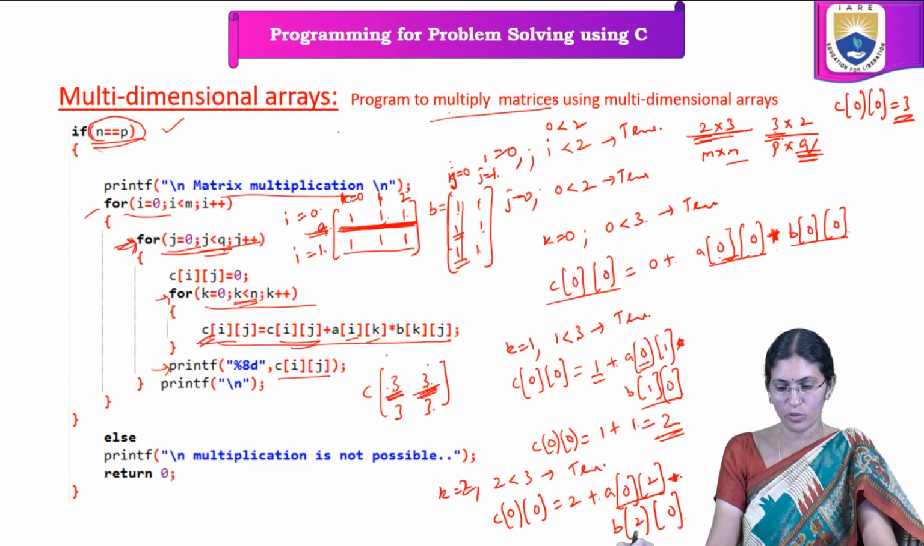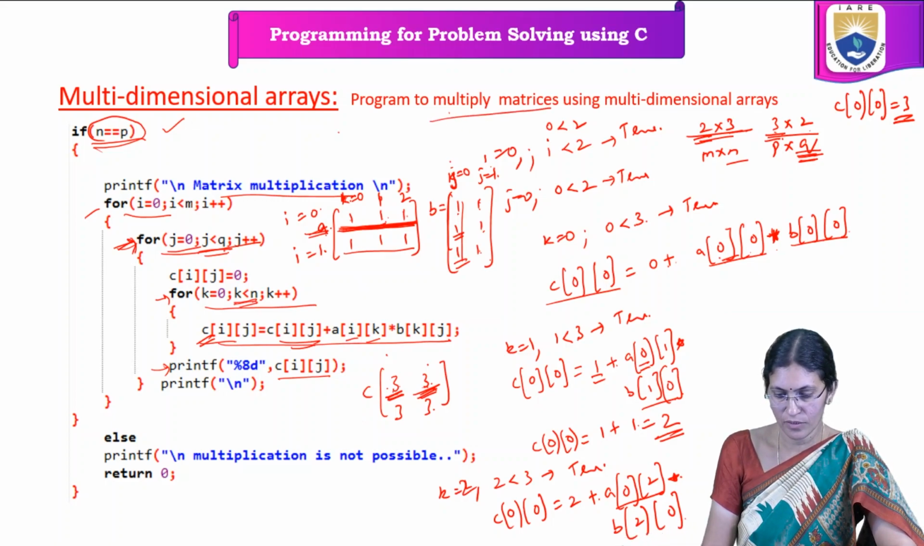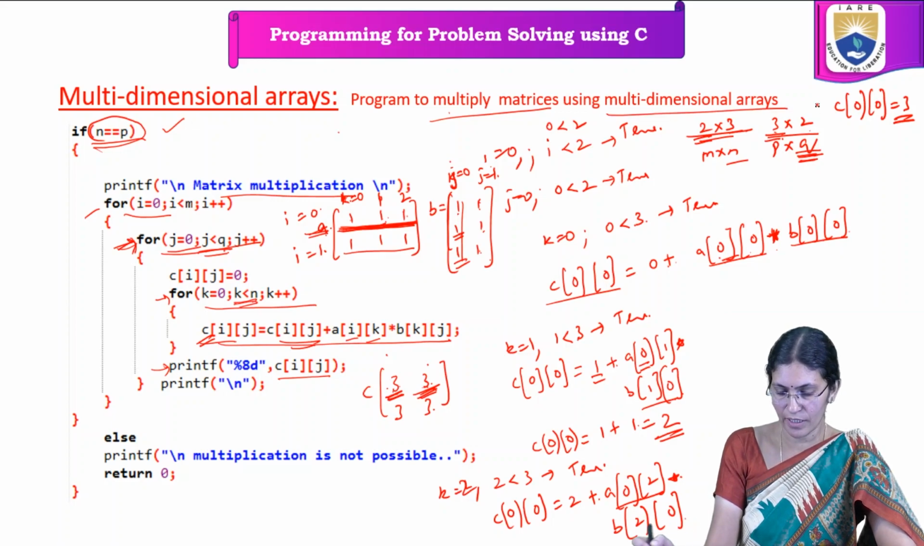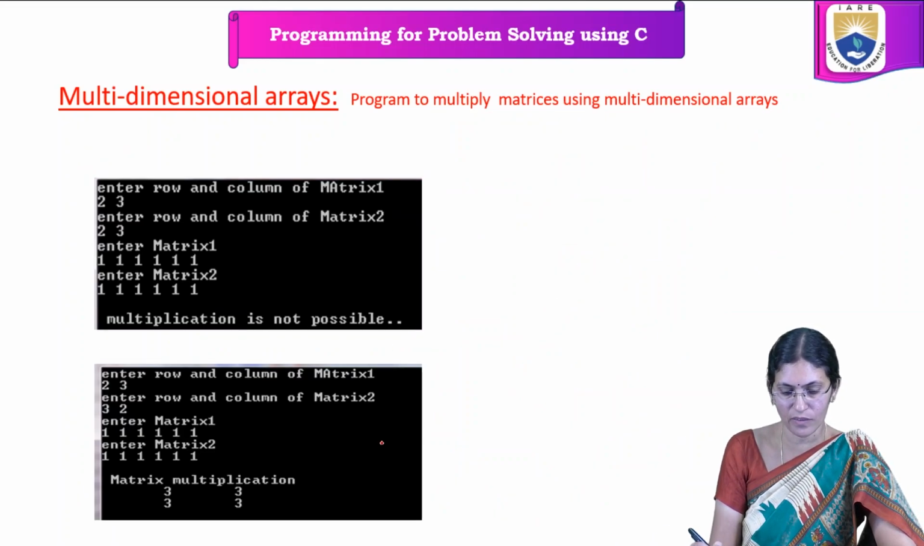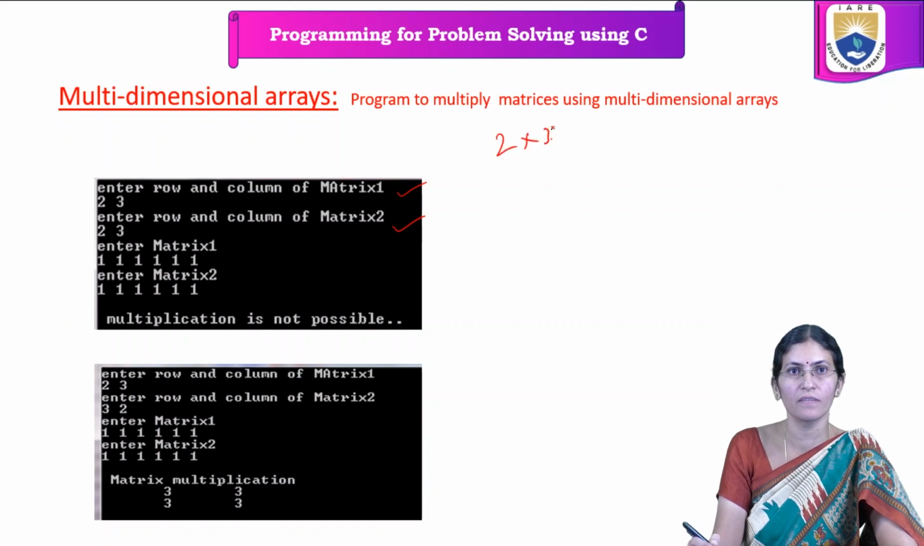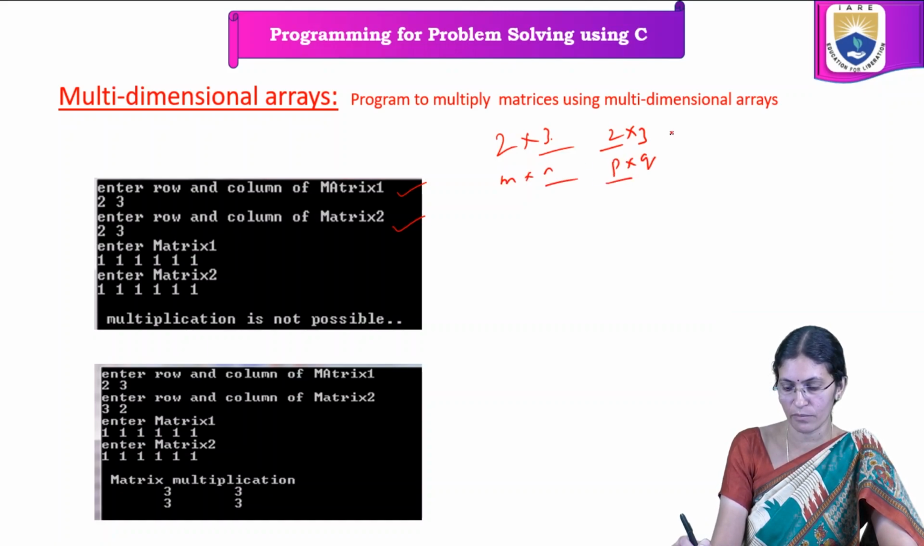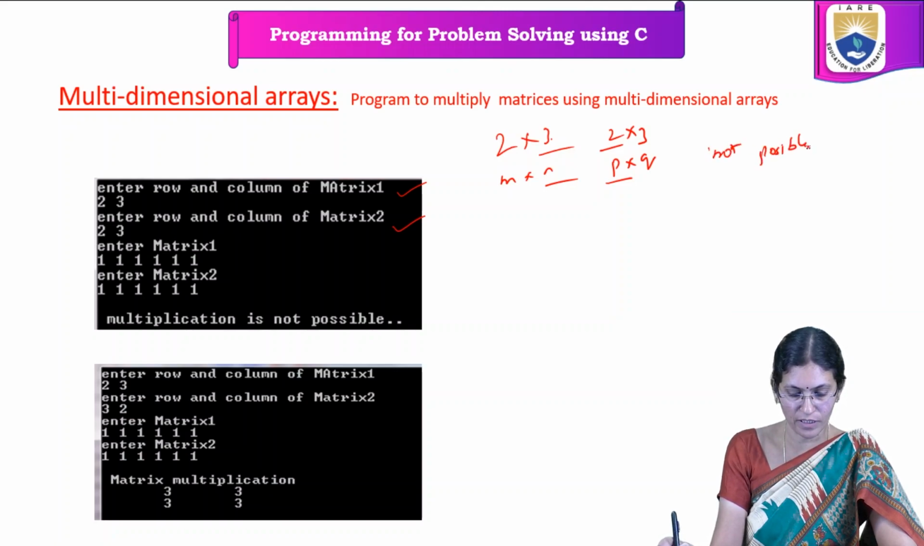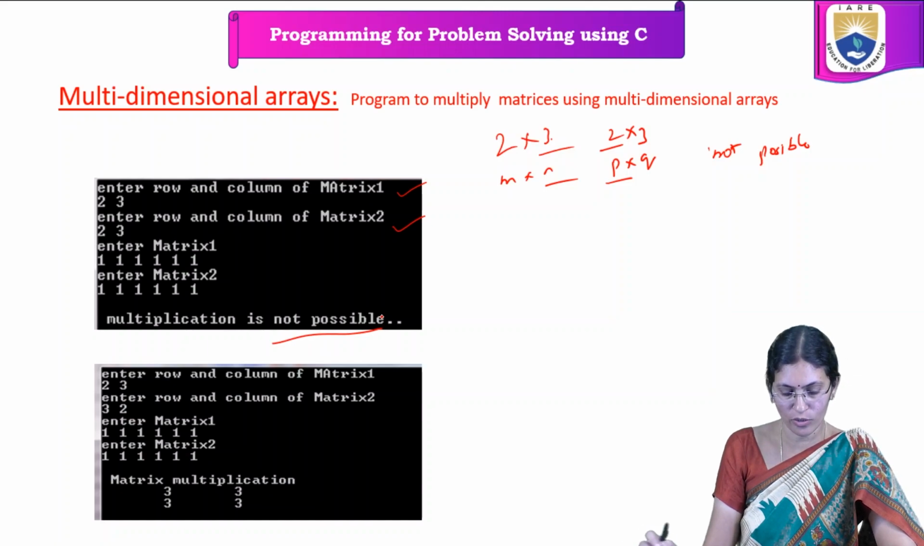This is a simple program to multiply two matrices using multidimensional arrays. These are the two test cases we have seen. First, if you enter the row size as 2 and column size as 3, and for another matrix the row is 2 and column 3. So suppose we have two matrices, 2 by 3 and 2 by 3. Here we have M, N, P, and Q. So this is not compatible. Matrix multiplication is not possible, so we'll get the output as matrix multiplication is not possible.